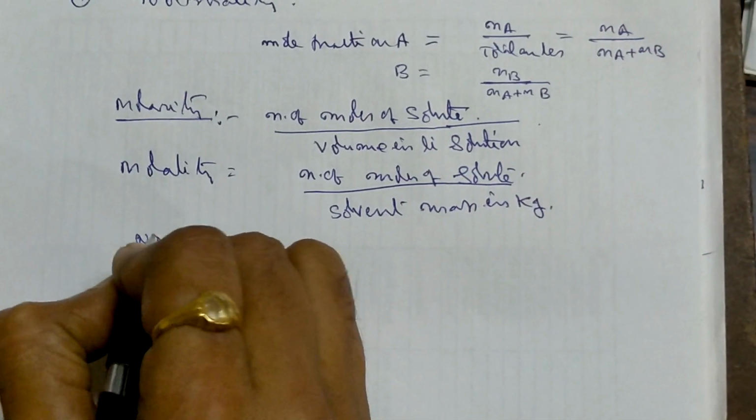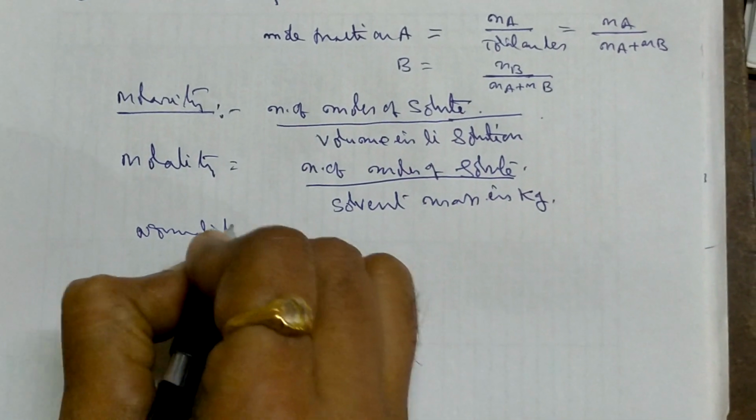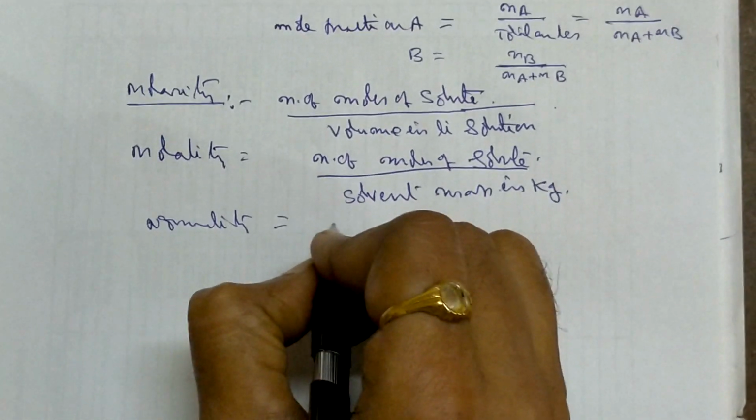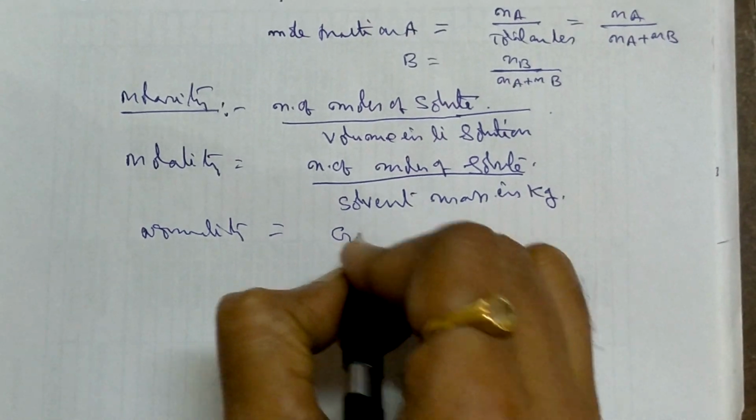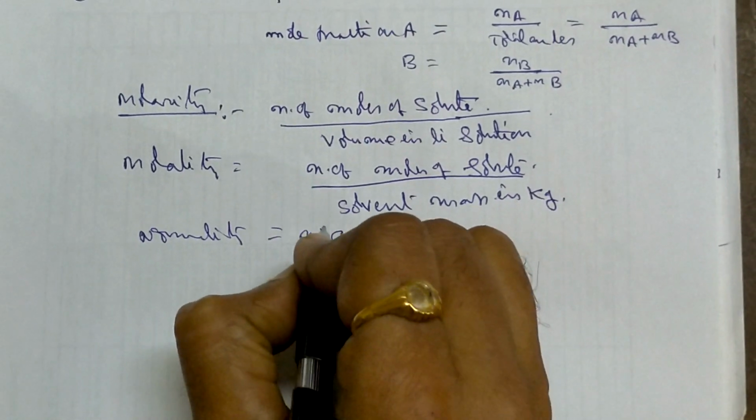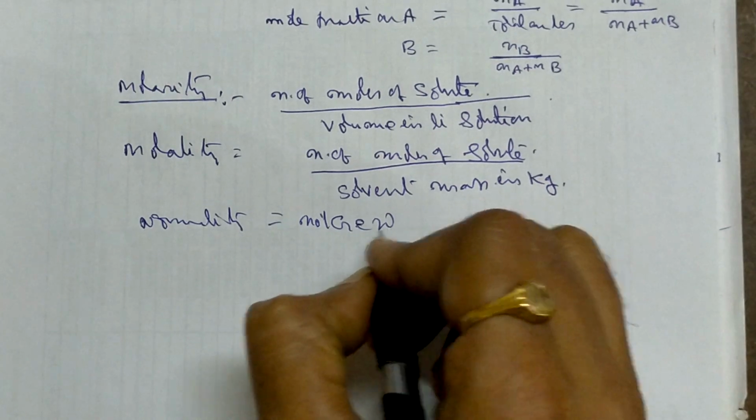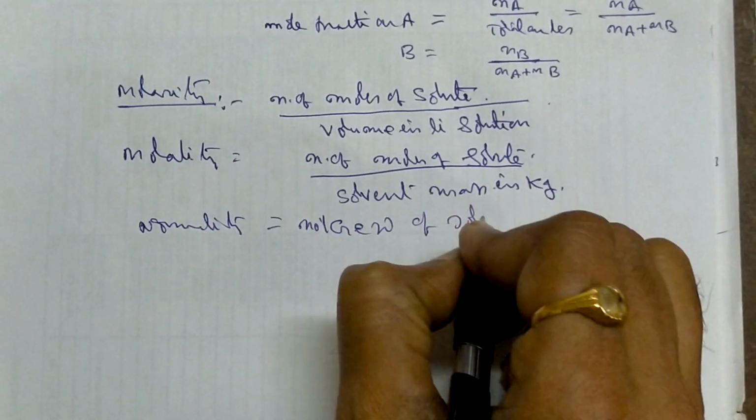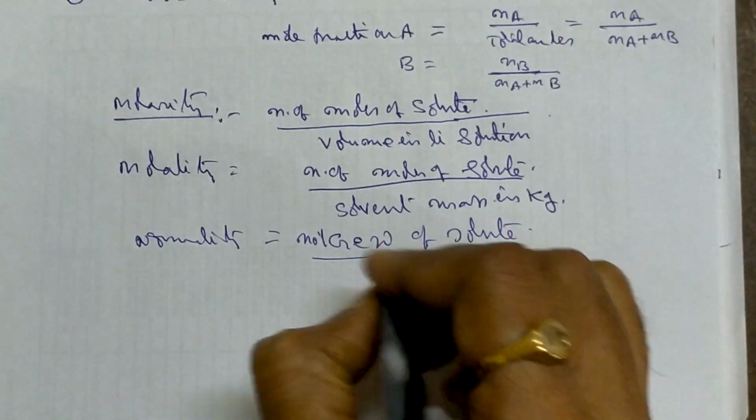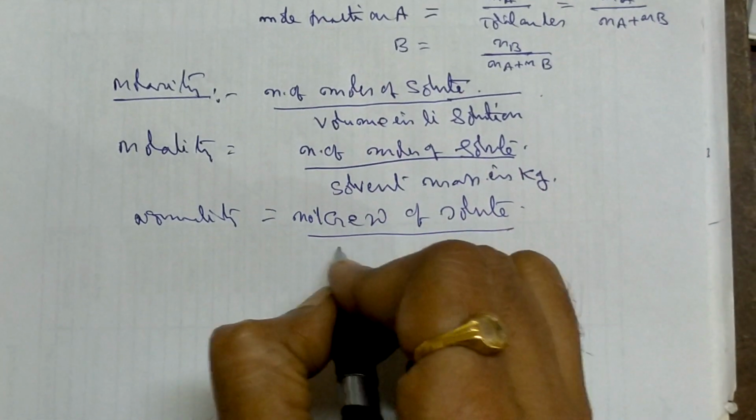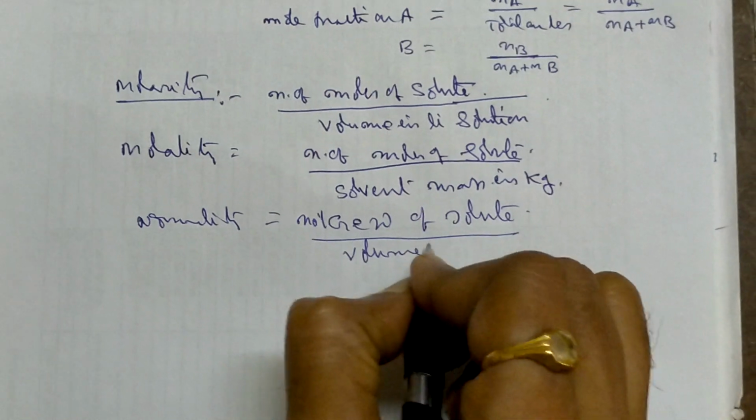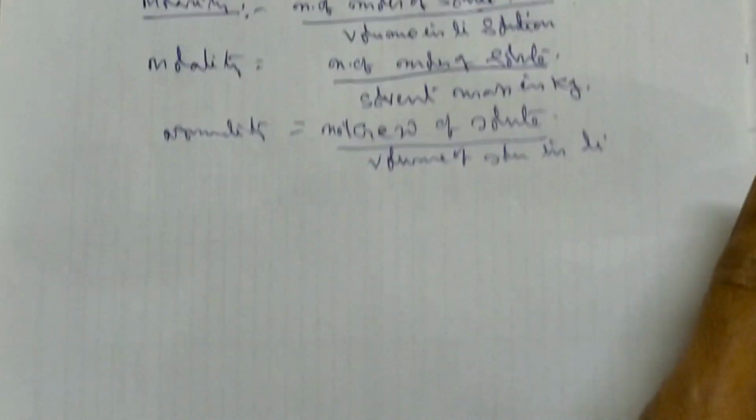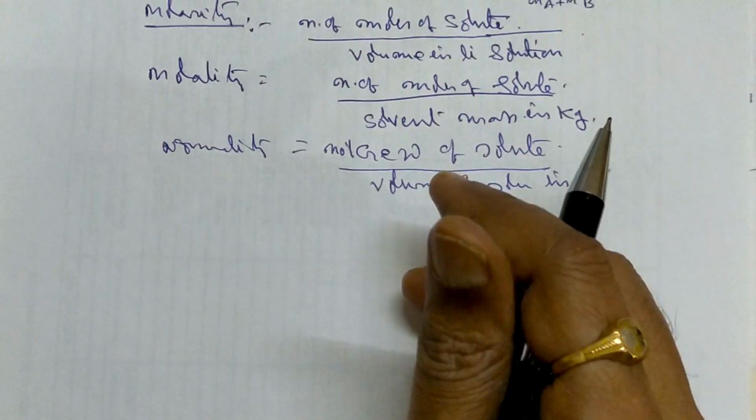Then what is normality? Normality is very near to molarity. Here it is the number of gram equivalent weights, GEW, of solute by the volume of solution in liters. Very simple. Tomorrow we will solve some of the problems.